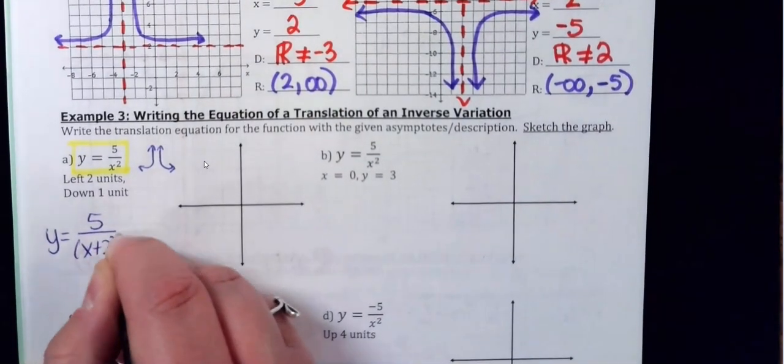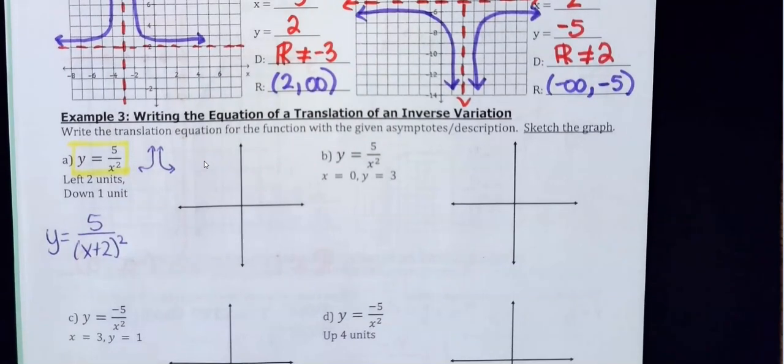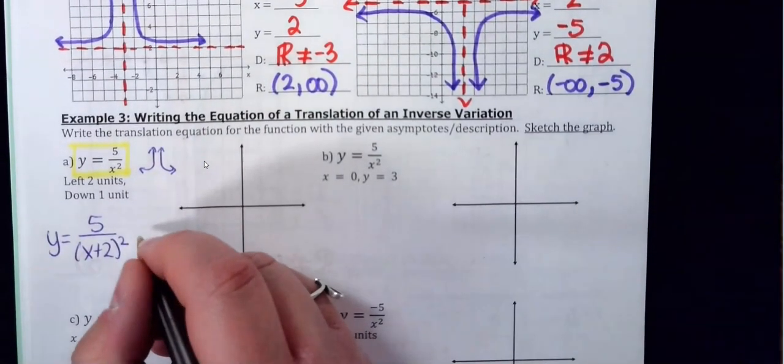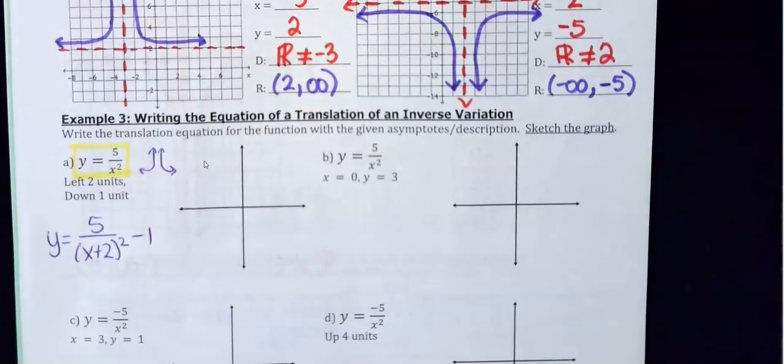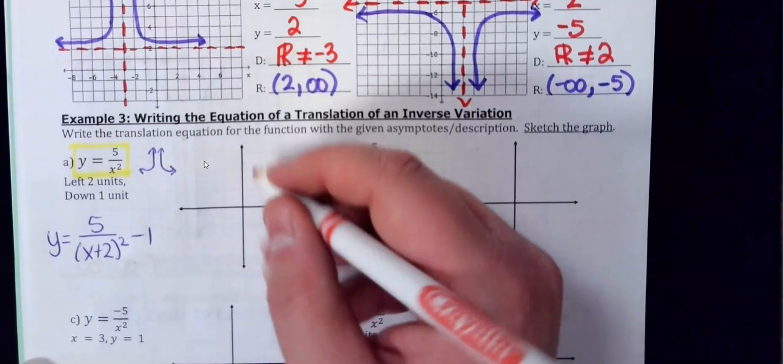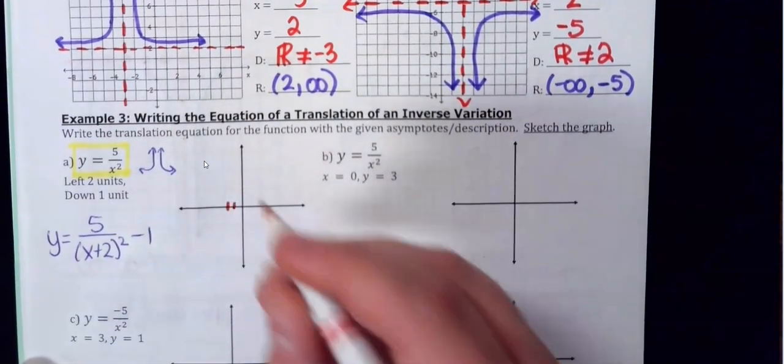Perfect, x plus 2. And then just put a little squared on it since we're talking about x squared on the bottom of the original. Don't FOIL, just leave it like that. And then minus 1. And if you guys want to come over and sketch this real quick, left 2, I'm going to go left 2 and down 1.